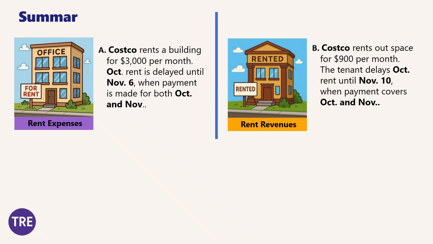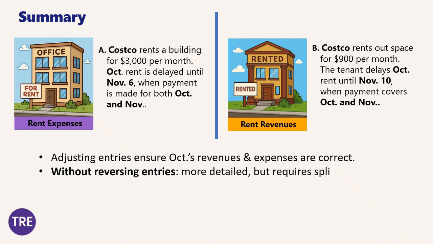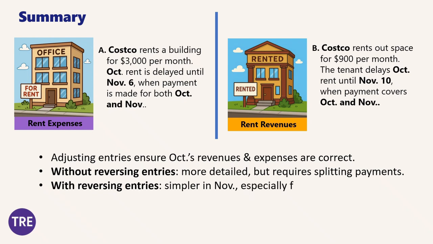So to wrap up, we've seen 2 ways of handling accrued rent, without reversing entries and with reversing entries. Without reversing entries, we keep the original accruals in place and adjust cash payments against them. This approach is fine when accruals are small in number or when the accountant wants to keep a continuous record of payables and receivables.